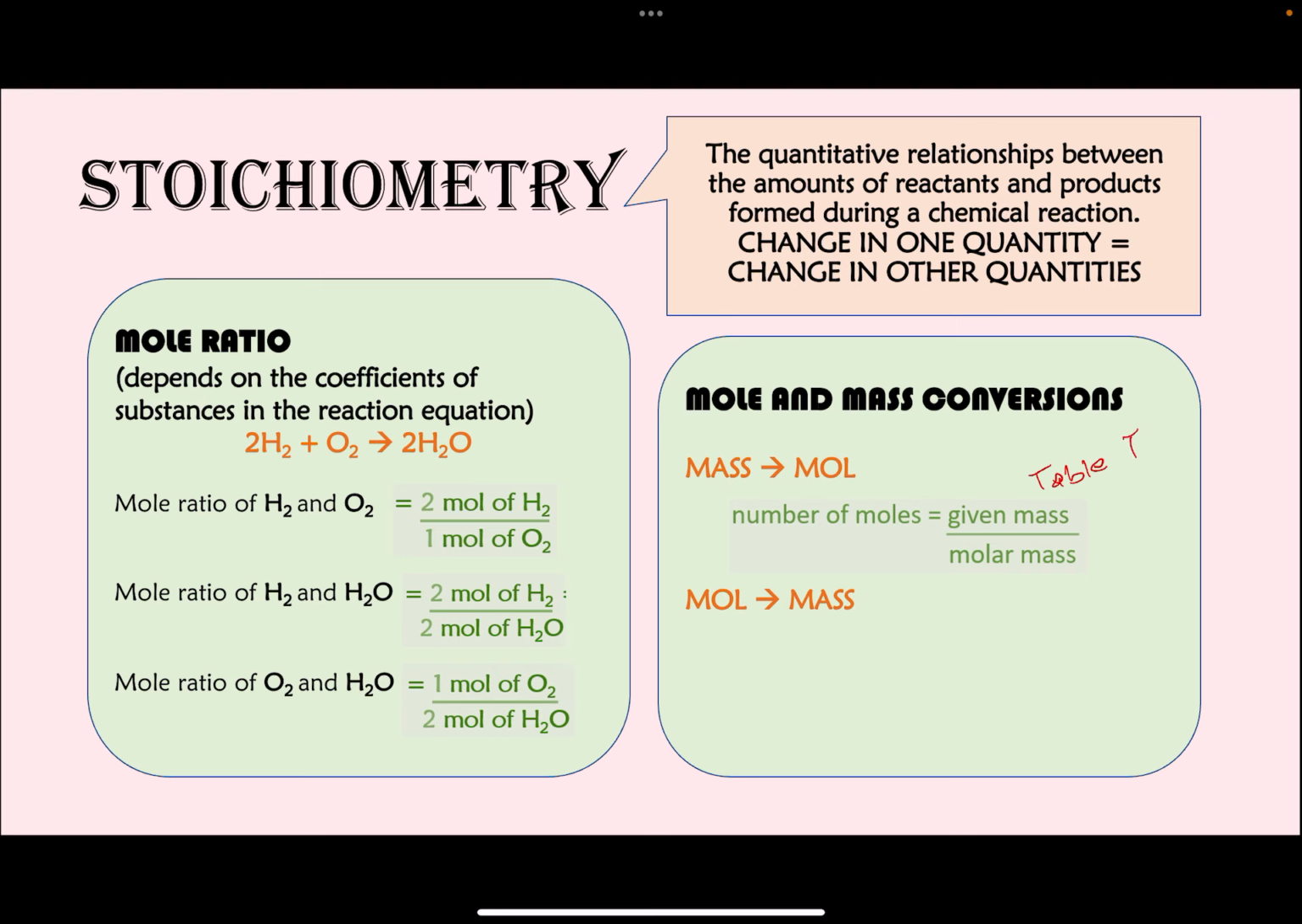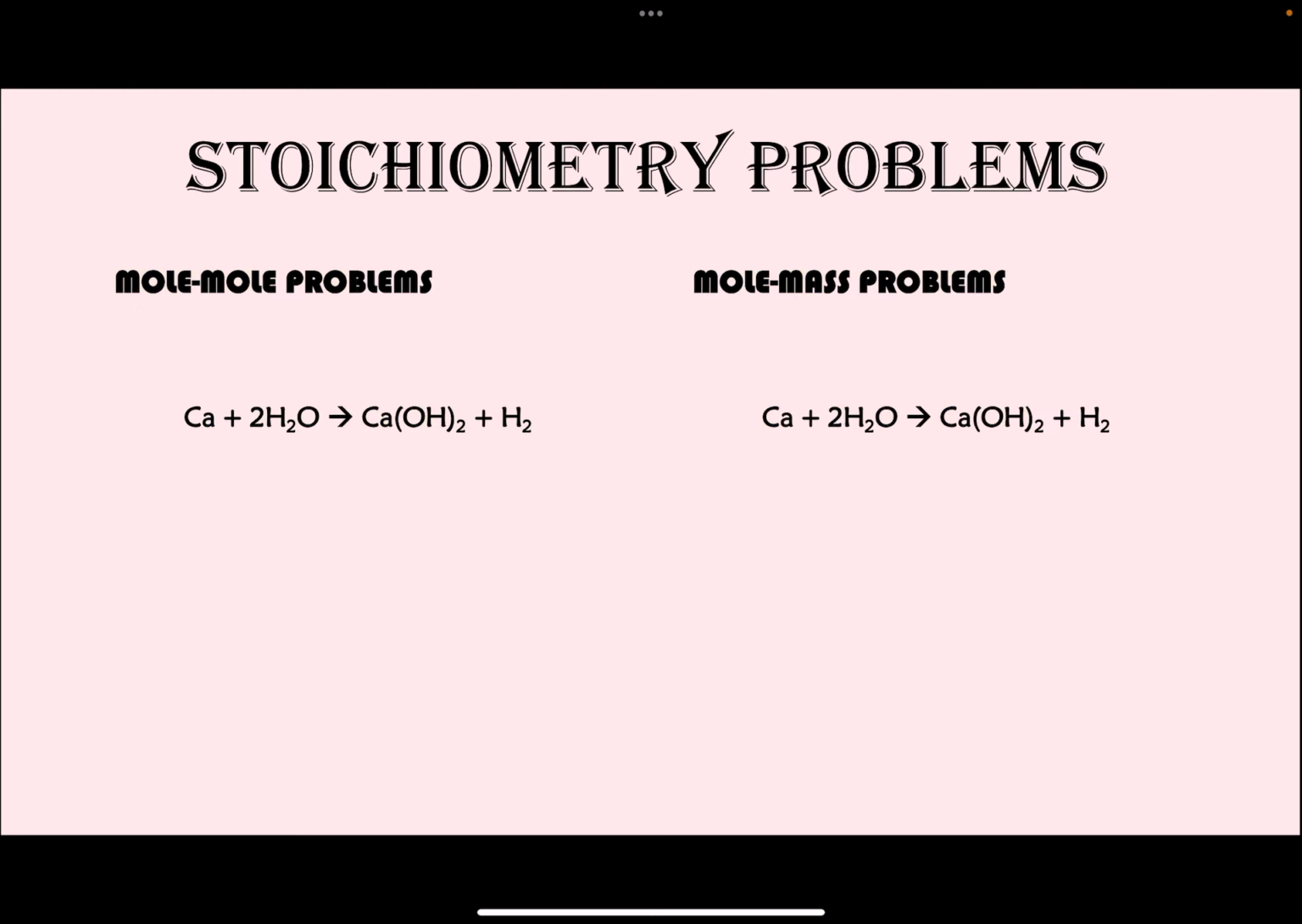If you're given the moles and you want to convert that to the mass, we can just rearrange the same equation and solve for the mass. So we are just going to multiply the moles by the gram formula mass, and that is going to give us the mass. So let's look at some types of problems that we can get for stoichiometry.